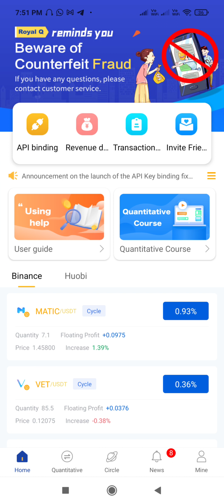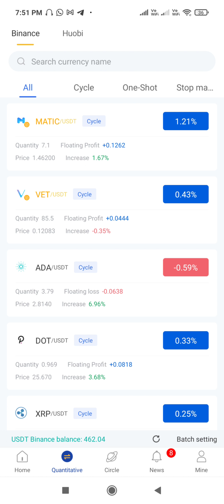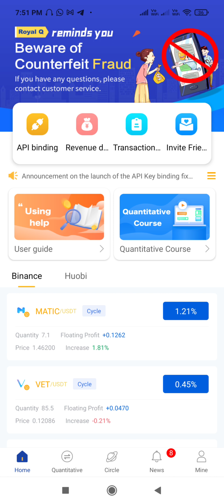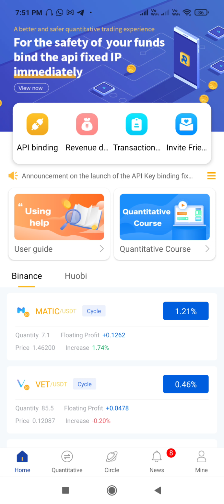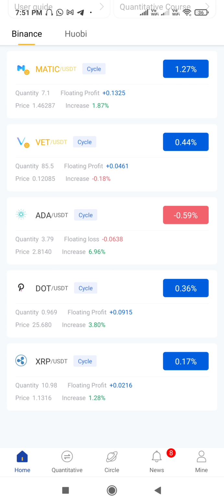One more thing, in this professional edition, you can see that, make it blue, make it enabled. So whatever pair is there in your Binance account or in your Huobi account, it will reflect over here with Royal Q also. So what we will do, go to quantitative and select some pairs. Once you select the pairs, they will be shown over here on your home. See, I have selected 5 pairs. So Matic, VChain is there, ADA is there, Dot is there, XRP is there.